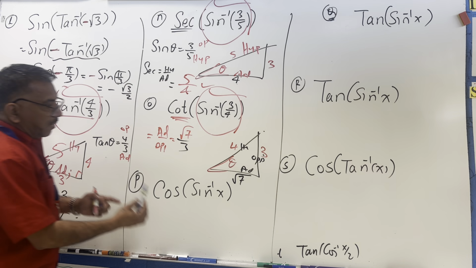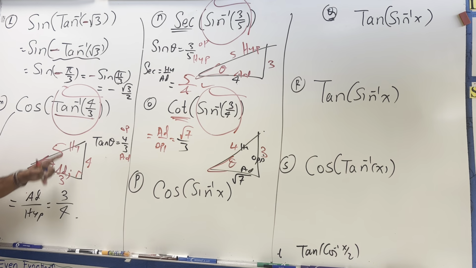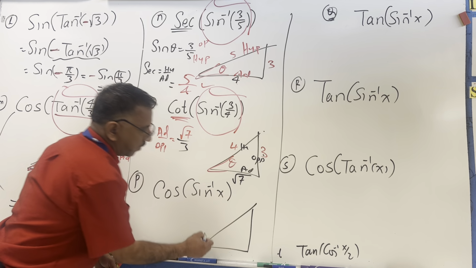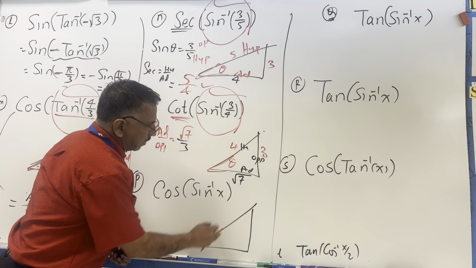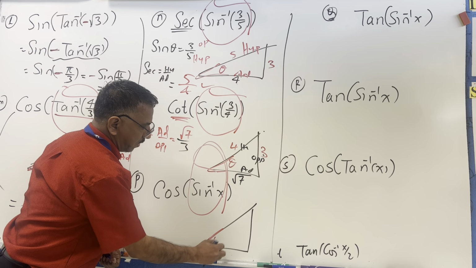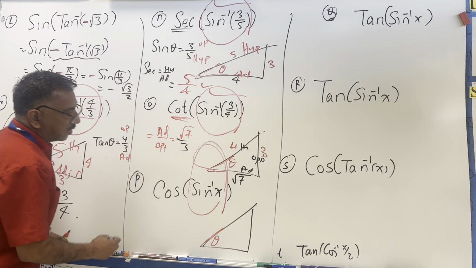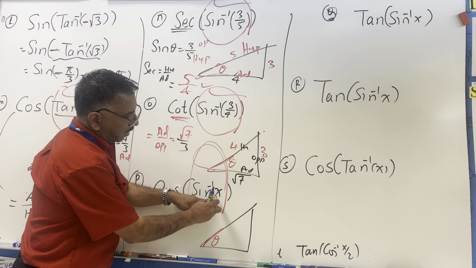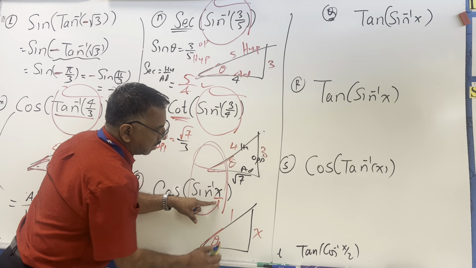Last one. Now sometimes they don't give you the numbers. Like you can see, there is a 3/5 given, there is a 4/3, but here there is a variable. But still, we can make a triangle. So in this triangle, this is x. So this part is the theta. When you write sine inverse of x, it is opposite over hypotenuse. So this is x opposite, hypotenuse is 1.